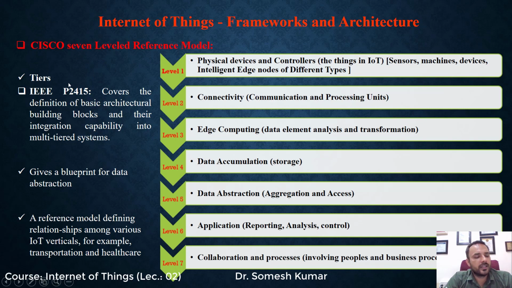So here one thing, that is IEEE P2415. This is one of the IEEE protocols given for the IoT architecture. Basically, this protocol covers the definition of basic architecture building blocks and their integration capability in a multi-tiered system. This IEEE protocol is used as a blueprint for the data abstraction part. In this protocol, a reference model that defines the relationship between various IoT verticals is given.